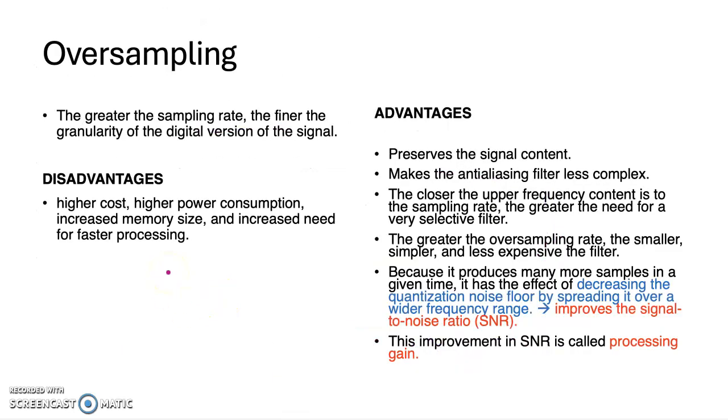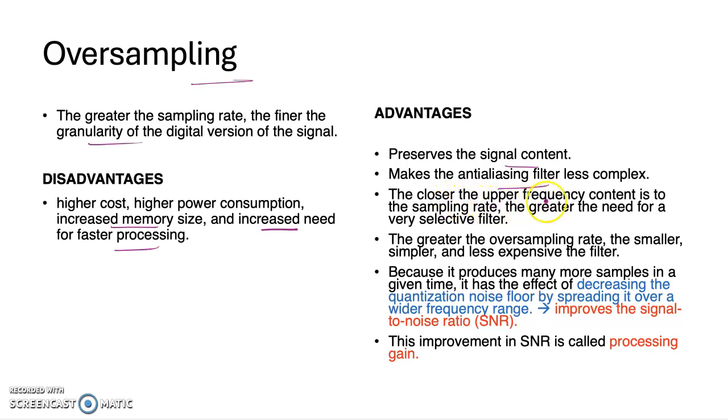And then we talked about oversampling. The greater the sampling rate, the finer the granularity of the digital version of the signal. Oversampling is always going to give us the best output, but it will cost us money. Higher cost, higher power consumption, increased memory size, increased need for faster processing. However, the advantage is that it preserves the signal content and makes the anti-aliasing filter less complex if we oversample.